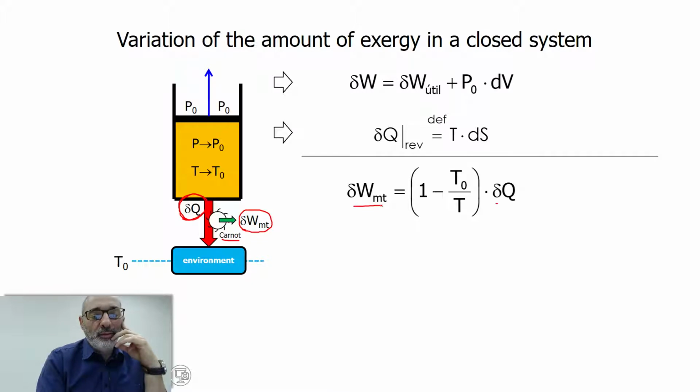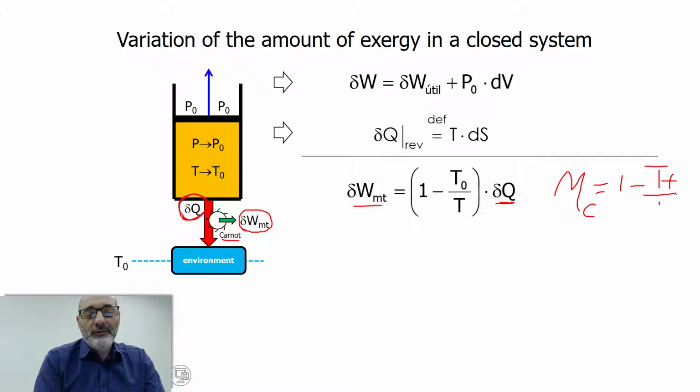Okay, I multiply the amount of heat exchanged by the efficiency of the Carnot cycle. Okay, this is 1 minus Tf over Tq. Actually, this is valid for all reversible cycles. Okay, so that's it. It's no problem.